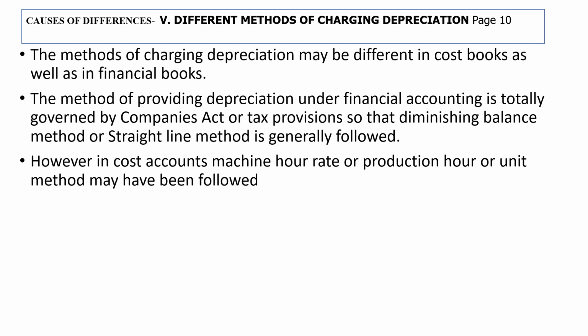The fifth cause of differences is that the method of charging depreciation differs. In financial accounts, the method of depreciation is totally governed by the Companies Act or the provisions of income tax. Normally, the diminishing balance method or straight line method is followed. In cost accounts, machine hour rate, production hour rate, or unit cost method is used for charging depreciation.